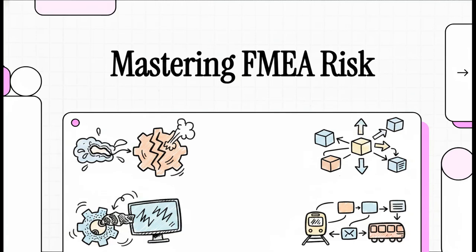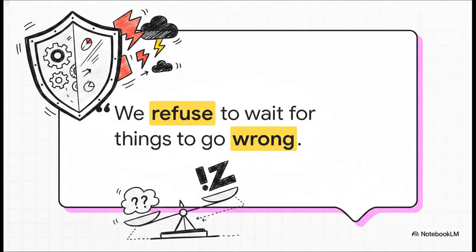Most companies only take action after disaster has struck. A defective product reaches a customer, a software system crashes, or a massive logistical delay occurs. They react after the fact. But within Lean Six Sigma, we refuse to wait for things to go wrong.